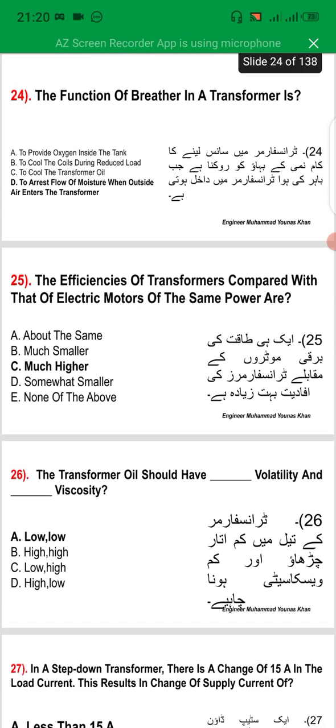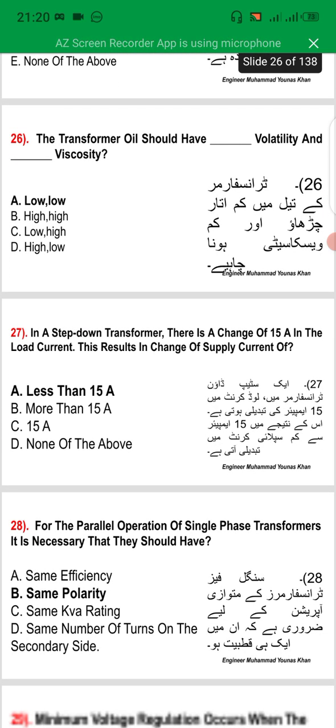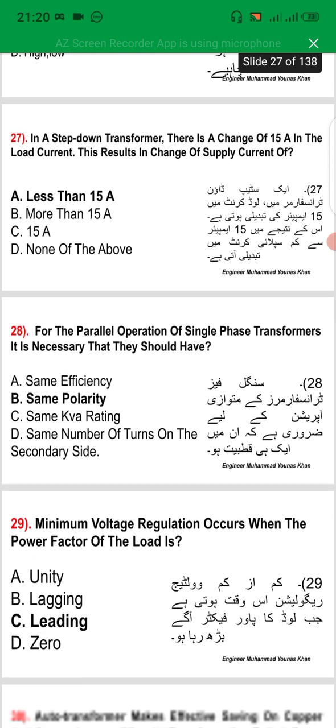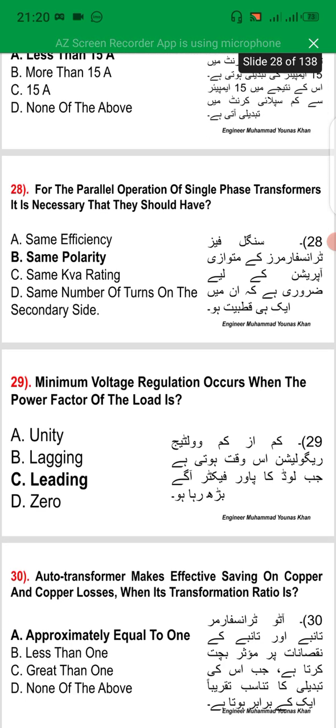The efficiency of a transformer compared with that of an electric motor of the same power is much higher. The transformer oil should have low volatility and low viscosity. In a step-down transformer, there is a change of 15 ampere in the load current. This results in a change of supply current of less than 15 ampere. For the parallel operation of single-phase transformers, it is necessary that they should have the same polarity.